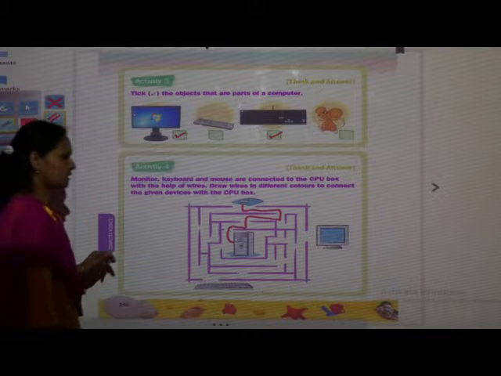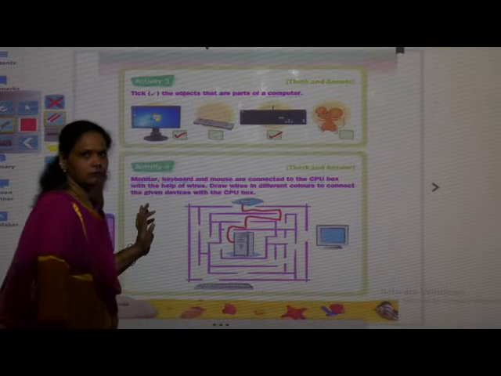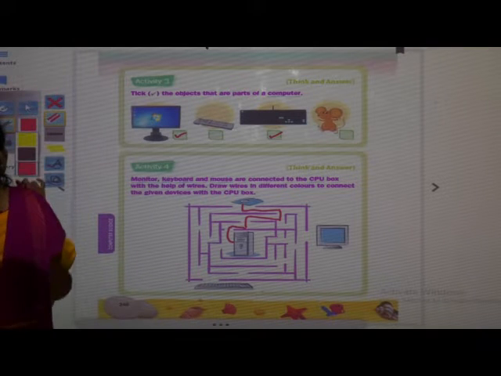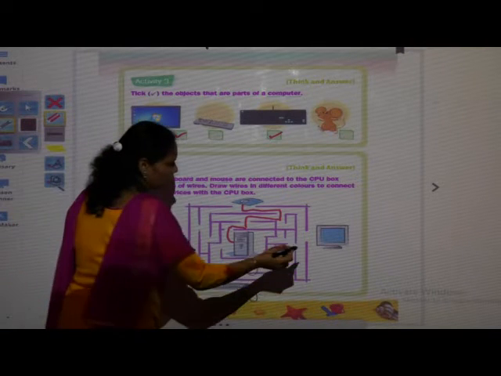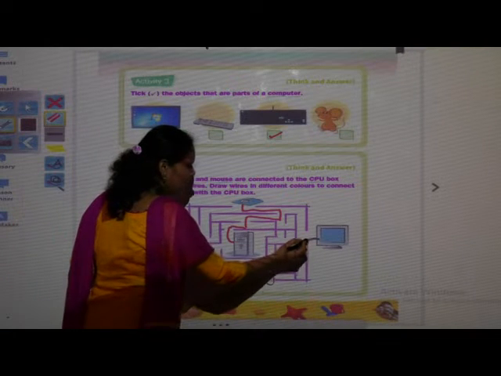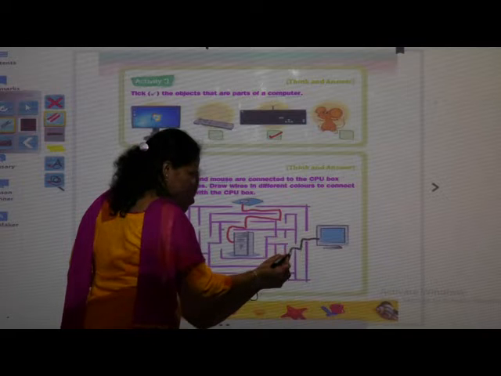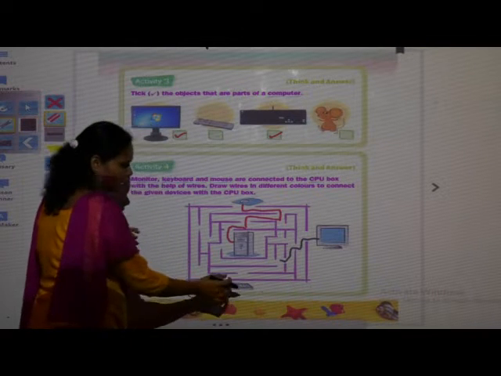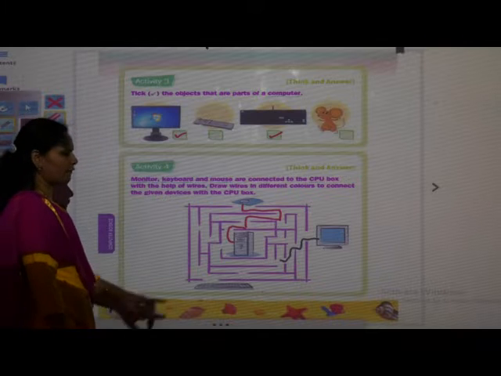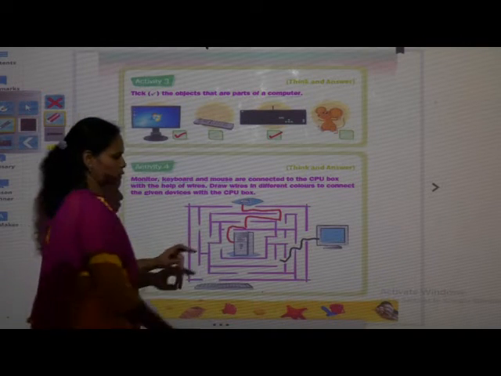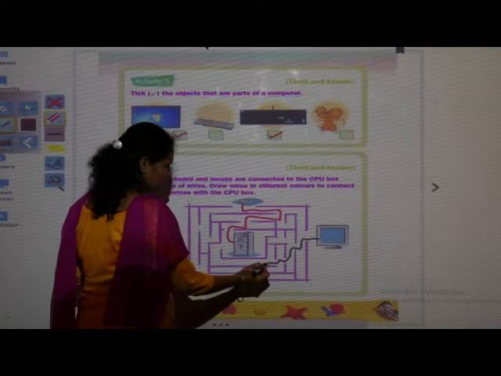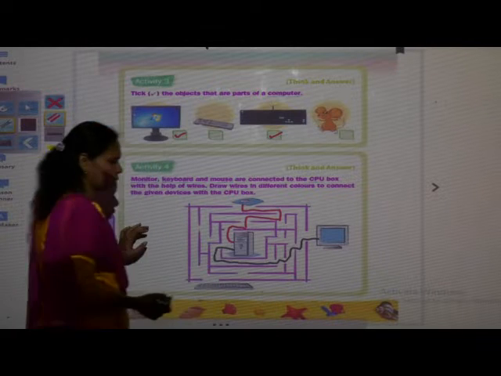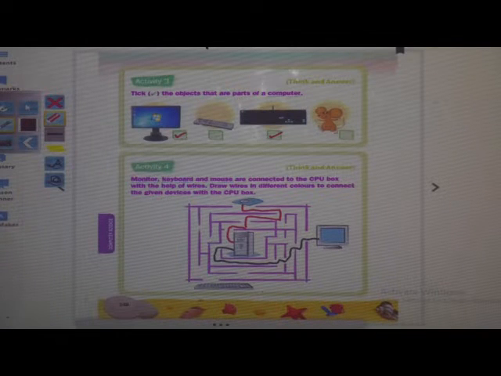monitor. Let us try for monitor. Yes, I will take a different color so that you will understand. Monitor wire I have taken and I have started joining it. Should I go down? If I go down, it will connect to the keyboard, but I have to connect to CPU. So you have to go straight and then up and then join to CPU.